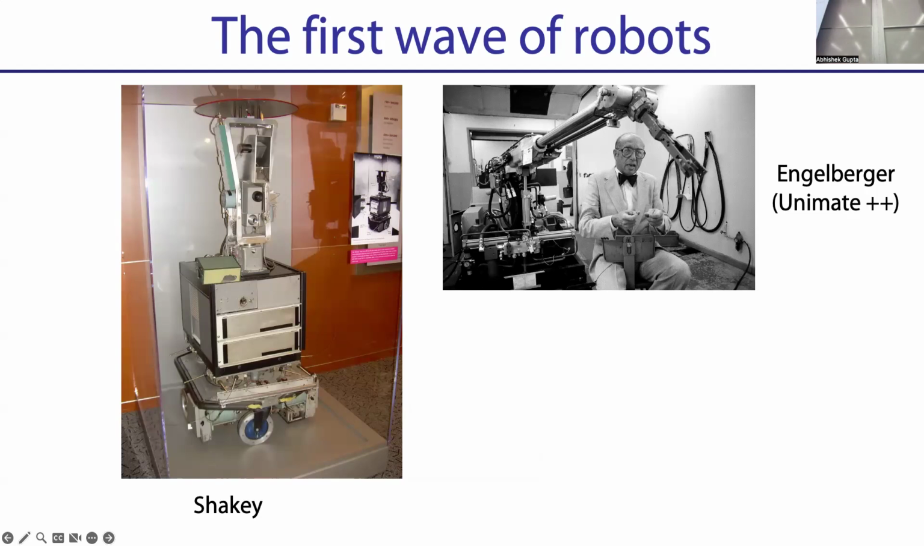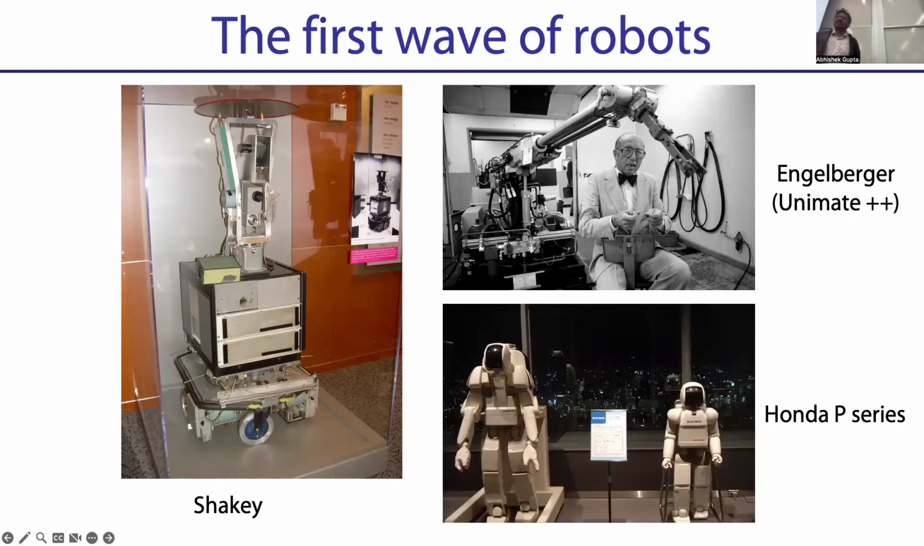Right? And then you've probably seen these ones. These are the Honda P series. So Honda had a big program on humanoid robots in the late 90s. So the P series is the precursor to the Asimo, if you've seen the Honda Asimo, and the Asimo is the precursor to all the Boston Dynamics and all the humanoids of today. Right? So that is kind of the first wave.